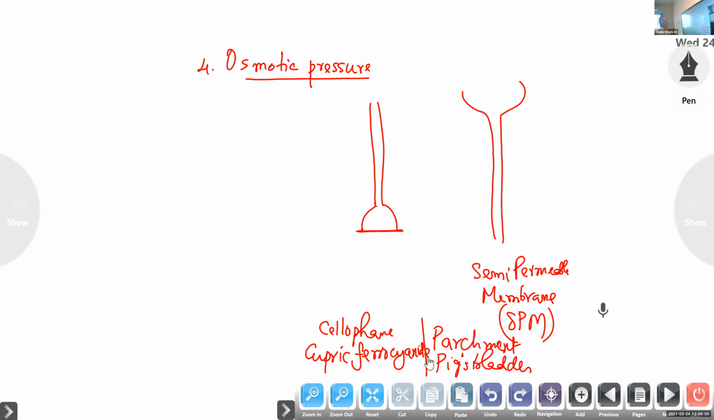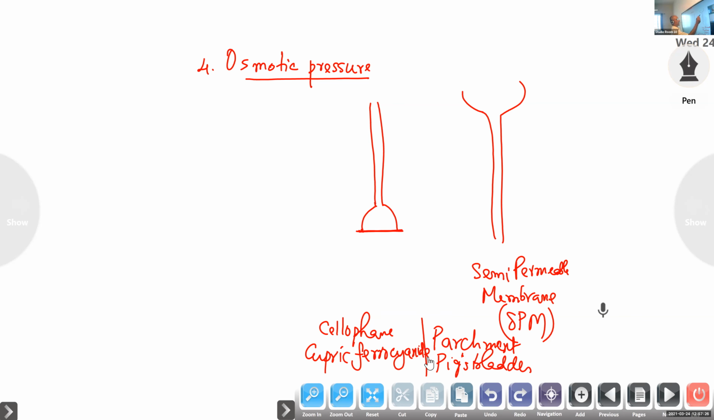So the membrane of cupric ferrocyanide can act as an artificial semi-permeable membrane. Similarly, cellophane membrane can also act as a semi-permeable membrane, as can natural parchment and pig's bladder. Anyway, a semi-permeable membrane will allow the passage of the solvent molecules only, not the solute molecules or solute particles. Okay, now you do one thing.